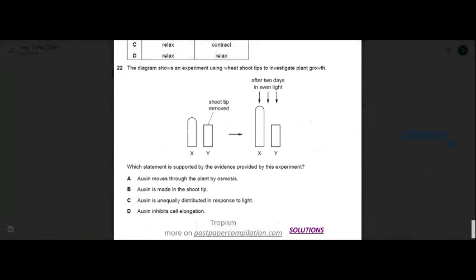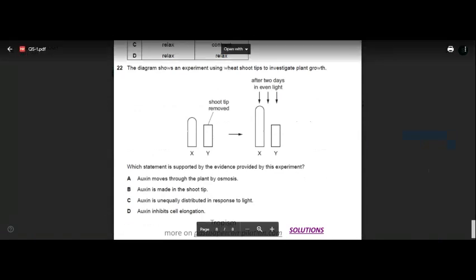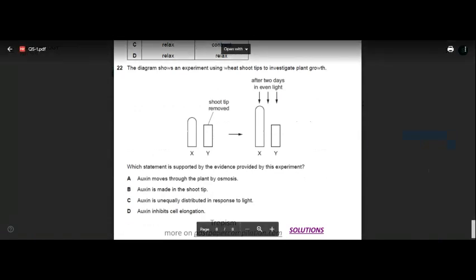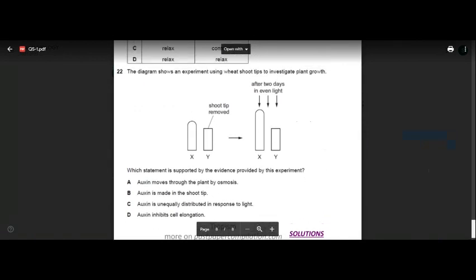Now, which statement is supported? Auxin moves through the plant by osmosis is wrong. It has nothing to do with osmosis or anything else. Auxin is made in the shoot tip. Okay, I reserve this one. Auxin is unequally distributed in response to the light. No, it is equally distributed because the light is actually shining straight. This is also wrong. Auxin inhibits cell elongation. No, inhibition means it doesn't let it grow longer, it stops the growth of the cells. No, this is also wrong. So the answer is B, auxin is made in the shoot tip. So once you cut the tip of the shoot, because there is no auxin, there is no more elongation of the shoot happening here.